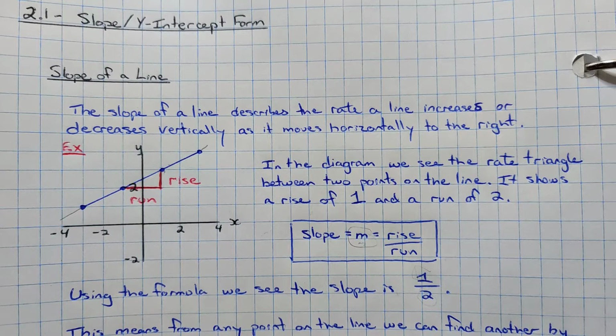So starting with the slope portion, the slope of a line describes the rate that a line increases or decreases vertically as it moves horizontally to the right. And that is pretty technical, sometimes confusing. So let's look at that on the graph here.